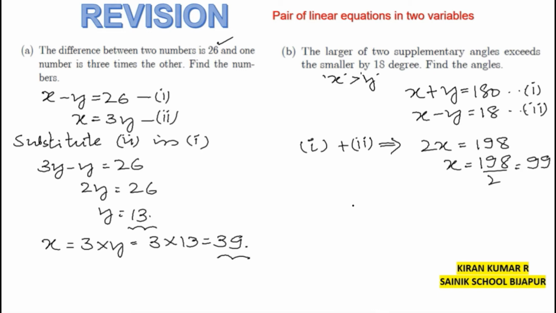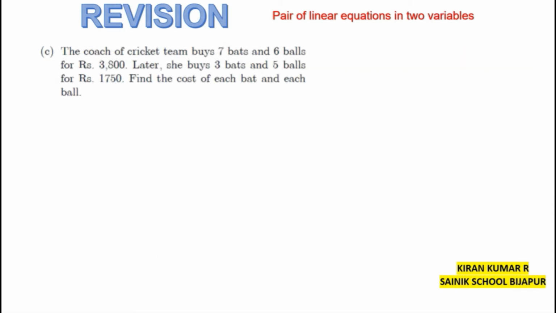Once the value of x is obtained, I can find y, which is 180 minus x. So y will be 180 minus 99, which will become 81 degrees. Therefore, the angles are 99 and 81. Look at the next question.